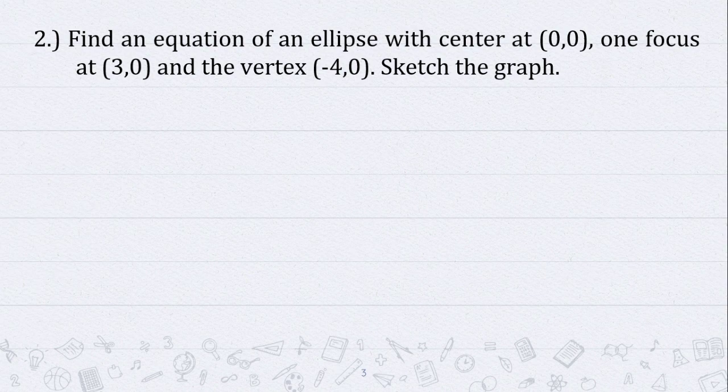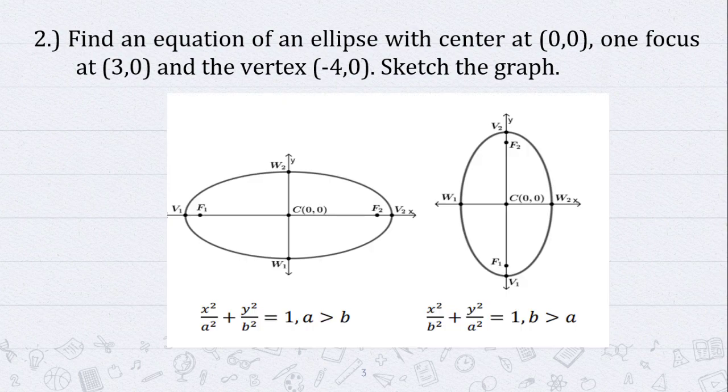Number 2. Find an equation of an ellipse with center at (0, 0), one focus at (3, 0), and the vertex (-4, 0). Sketch the graph. Since it is already stated that our center is at (0, 0), we have here two possible standard equations. As you can see, our focus is at the x-axis and our vertex is also at the x-axis. Therefore, we will be using this equation.